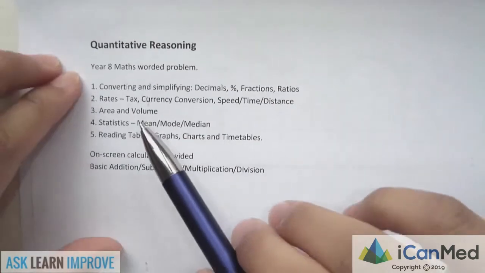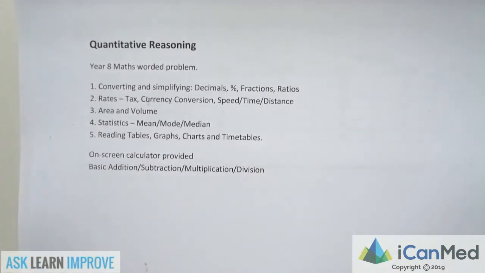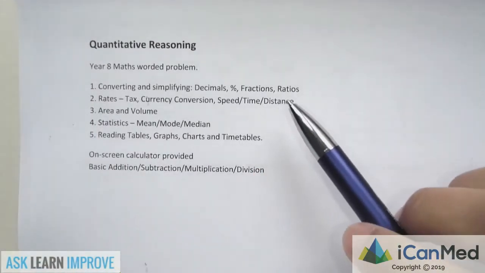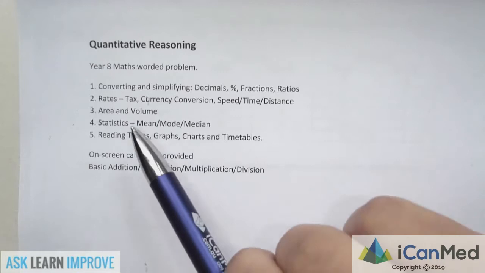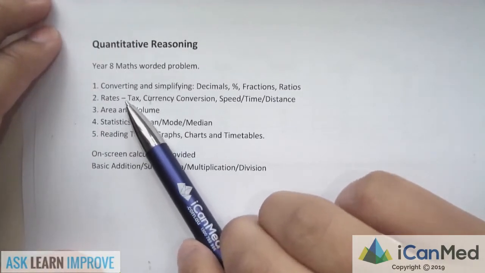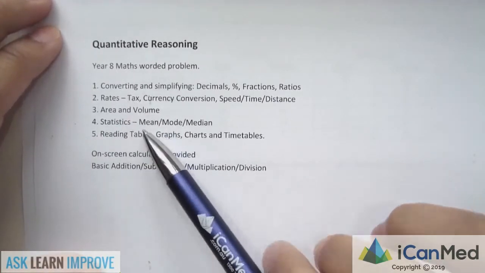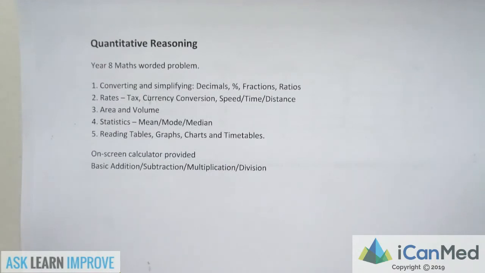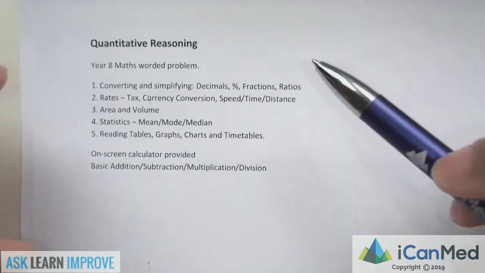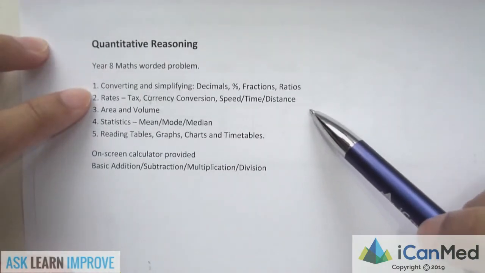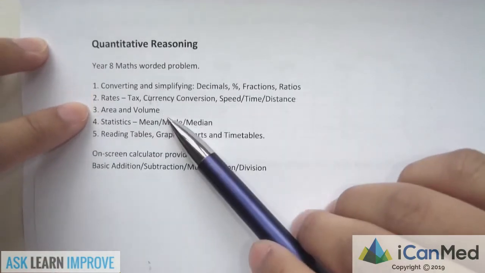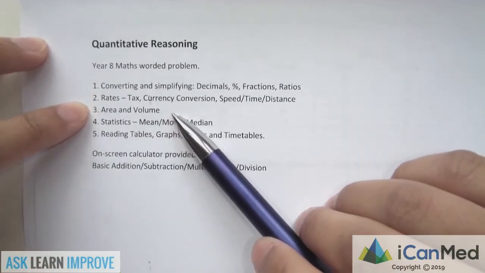The first one is converting and simplifying decimals, percentages, fractions, and ratios. Another thing you need to take note of is that there are lots of rates questions, like tax rate, currency conversion rates, speed, time, and distance. So you need to be able to calculate rates. There's some area and volume as well, but it's nothing too difficult.